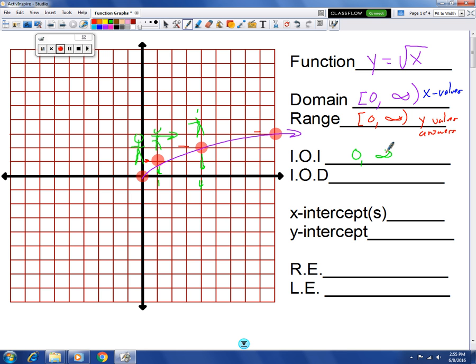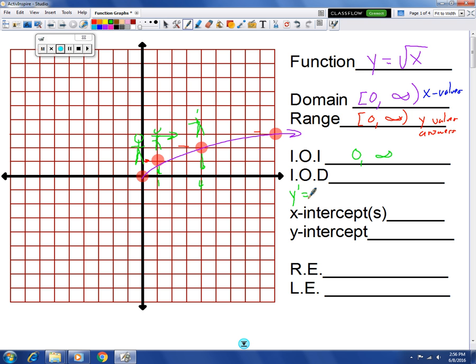But this is really kind of interesting at x equals 0. Do I put a bracket there, or do I put a parenthesis there? To really understand what I'd put there, you'd have to know calculus, which I'll show you really quickly. And you can ignore that if you're not taking calculus right now.